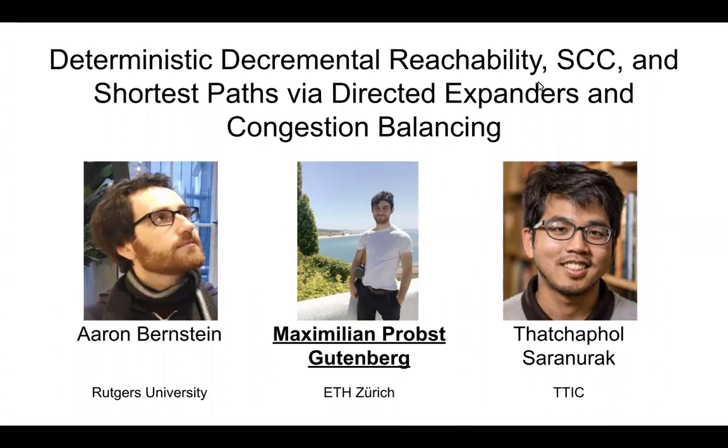I'm going to talk about the problems of reachability, SCCs, and shortest paths, and how to maintain them in decremental graphs deterministically. And in particular, I'm going to talk about two techniques that help us to achieve a new result, and these techniques are directed expanders and congestion balancing. So I'm going to start slow and just introduce the problems.